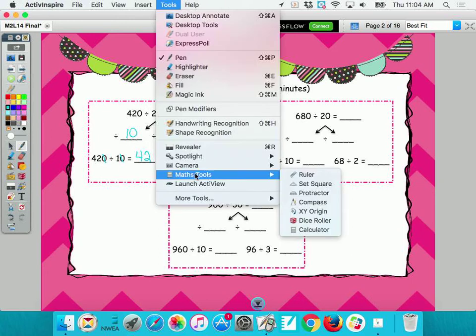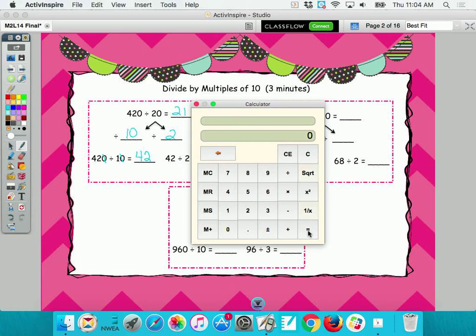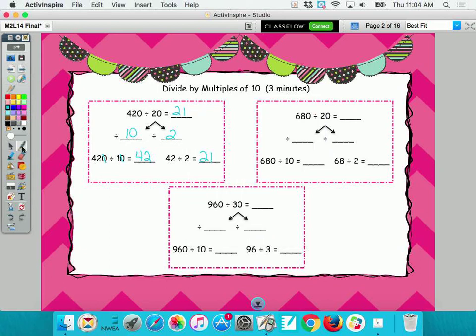Let's do. So what do I need to put in my calculator? 420. Divided by? 20. Did it work? 21. It did. Okay, so you want to try the next one? Give the next one a try.